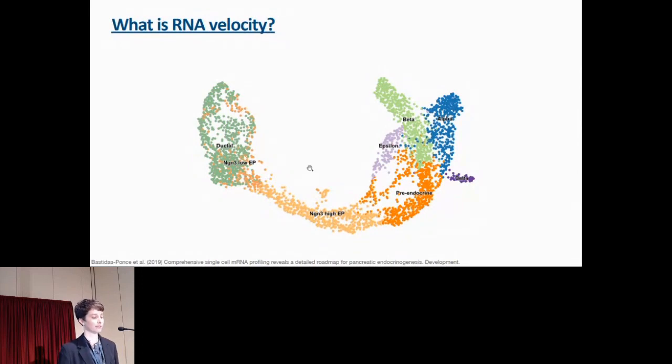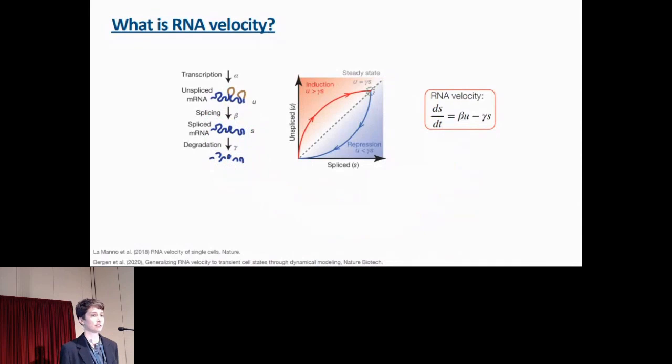So here's an example of a developing mouse pancreas, where we have the ductal cells in the beginning that are slowly differentiating to these 4 phases of alpha, beta, delta, and epsilon cells. And even if we did not have any prior knowledge on this system, we would still be interested in finding out which way the cells are moving in this system. And this is where RNA velocity comes in.